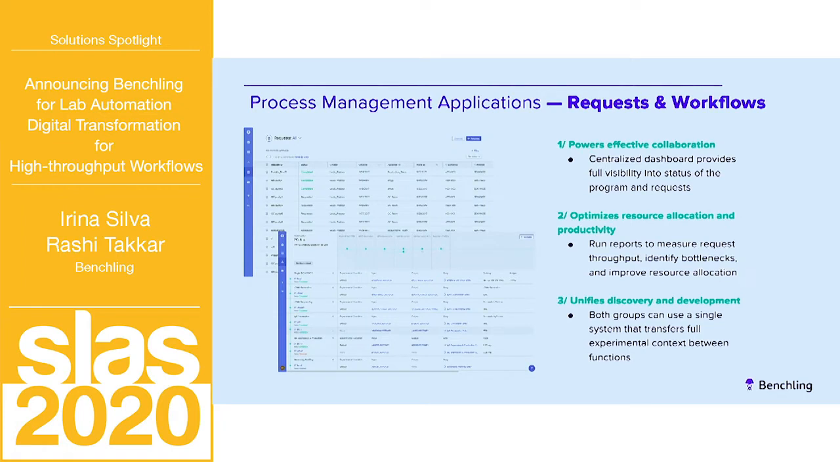A third type of applications, we call it the process management applications, which are requests and workflows. And these are really built to power effective collaboration. Number one, as I said, we're a native cloud platform. So sharing between your colleagues, between your partners is very easy. We also have centralized dashboards that give you full visibility into your requests, into your programs, into the status of your programs as well. You can optimize your resource allocation or your productivity.